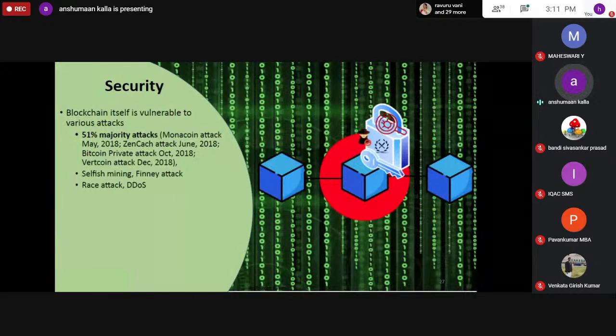Also, there is the distributed denial of service attack. When you're trying to bring down the server, you keep on sending fake requests just to hog the facility, and the entire system goes down. So that way you are able to slow down the entire process, and maybe other things can happen meanwhile.